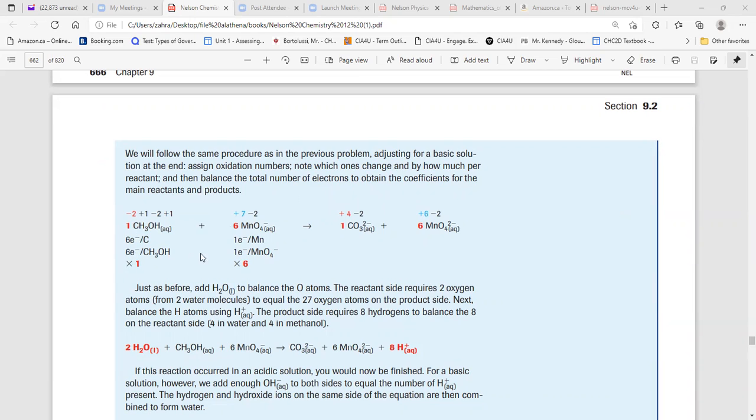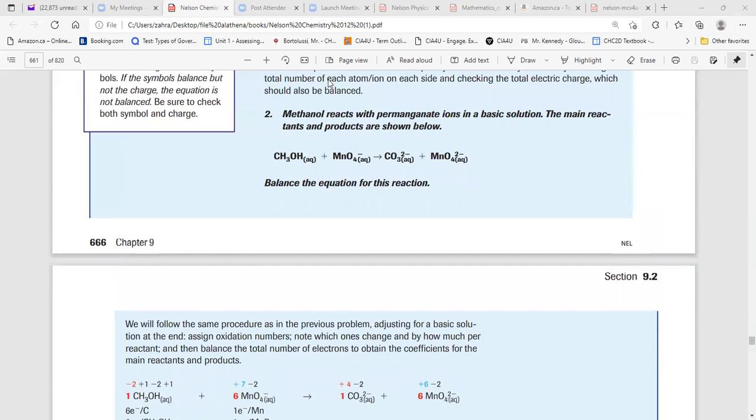Therefore, between 6 and 1, you want to make them the same number, right? Because the number of electrons gained should be the same as the number of electrons lost. Multiply this one by 6, multiply this one by 1. When you multiply this one by 6, you are putting 6 as a coefficient here, and 1 here. Now, carbon here is 1, so you just put the 1 here. Here you have 6 Mn, so you put 6 here.